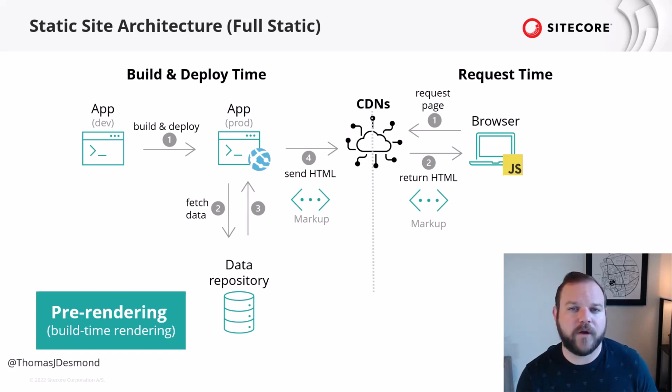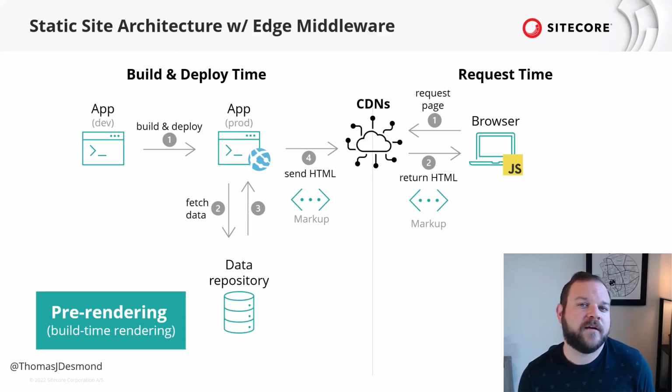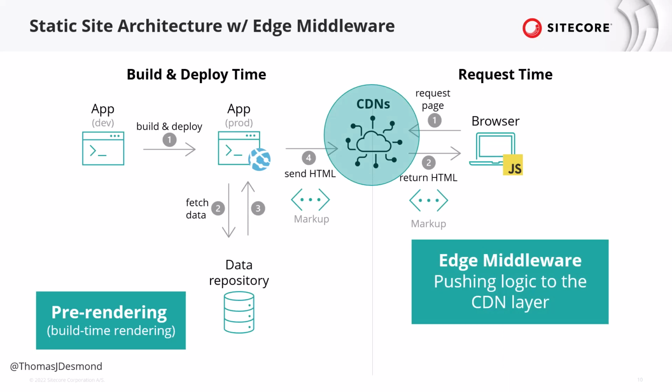So this is a really quick overview of the Jamstack architecture, where on the left-hand side at build and deploy time, we are doing all of our data fetching, we're doing all of our page rendering, and on the right side, we just have the request time going directly to the CDN and back down to the users. How does this fit in with Vercel Edge Middleware? Well, the great piece is that this Edge Middleware is going to live inside of our CDN.